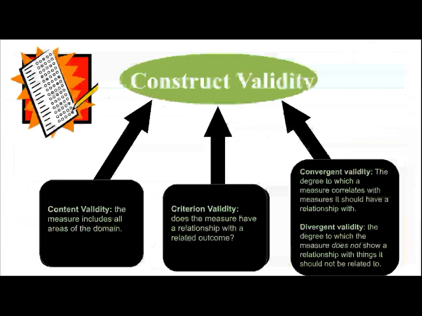So convergent validity checks if our measure is related to things it should be related to, and divergent validity makes sure our measure is not related to things that it should not be related to. Overall, validity tells us whether or not our measure is measuring what it's supposed to be.